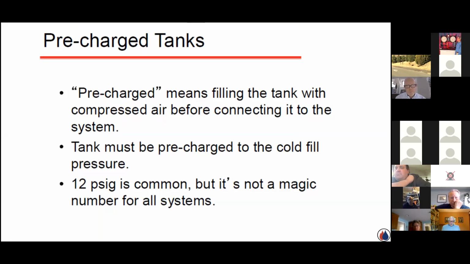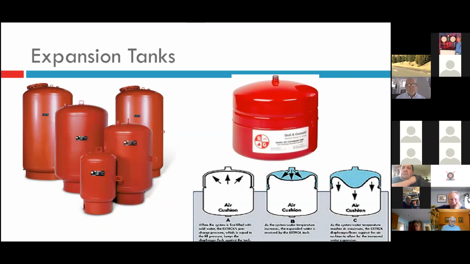Most tanks come shipped at 12 PSI, but that's not the magic number all the time. And another thing, when they're shipping, the DOT, Department of Transportation, doesn't want these tanks pre-charged any more than 12 to 15 PSI, especially crossing state lines. So anyways, expansion tanks come pre-charged.